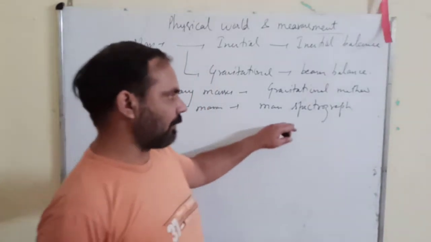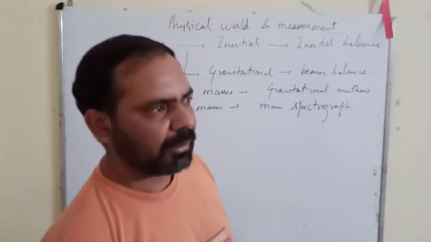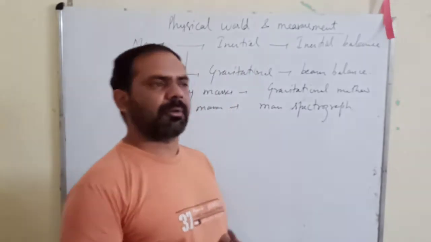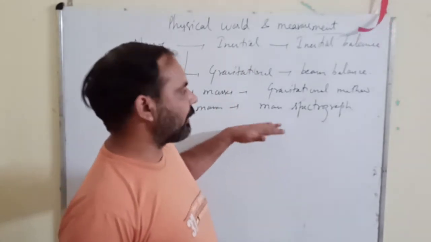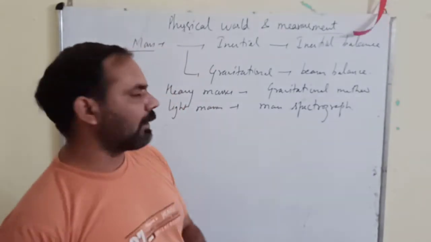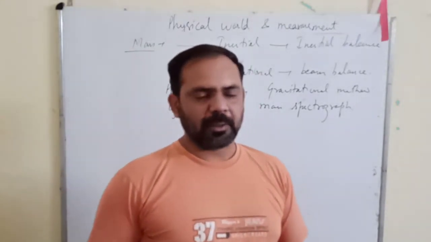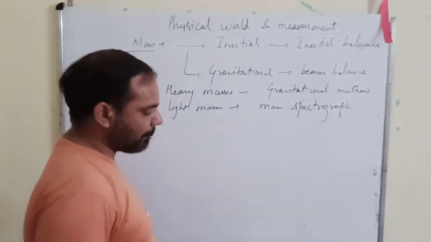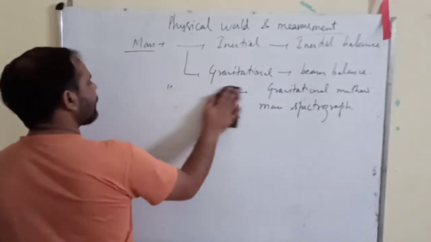Okay, there is a technique which is called a mass spectrograph, not included in our syllabus. Just for your simple knowledge, I told you this: heavy masses we measure with the gravitational method and light masses we measure with the mass spectrograph. Okay, then the third is time.